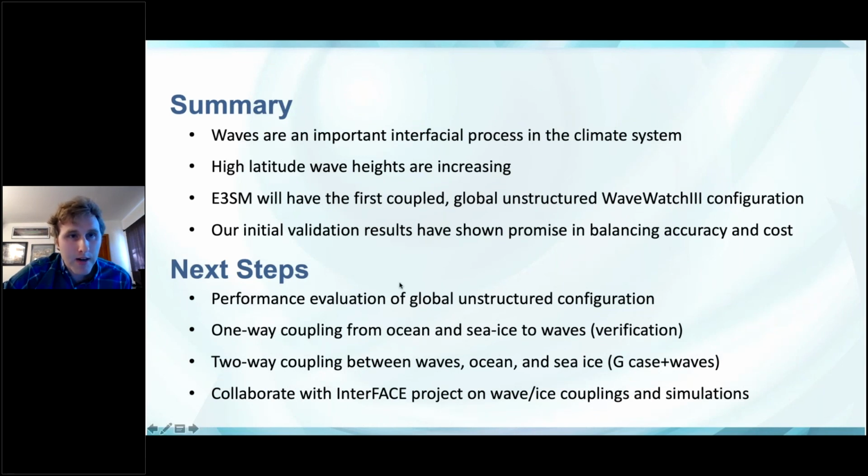And so to summarize and wrap up here, waves are an important process that affect a lot of interactions in the climate system. So I think there's a lot of opportunity to use these regionally refined capabilities and to interface with the different E3SM components and include some additional physics. Also, high latitude wave heights are increasing and becoming more prominent due to climate change. In E3SM, we've developed the first coupled global unstructured WaveWatch configuration for use in E3SM, and our initial very preliminary validation results have shown promise in balancing accuracy and cost with these types of regionally refined meshes.